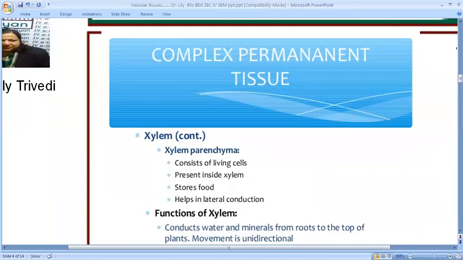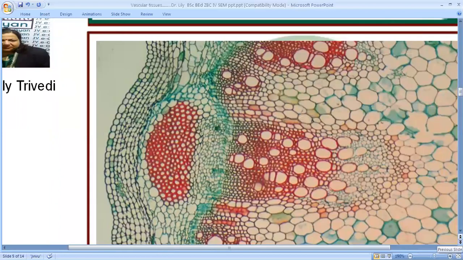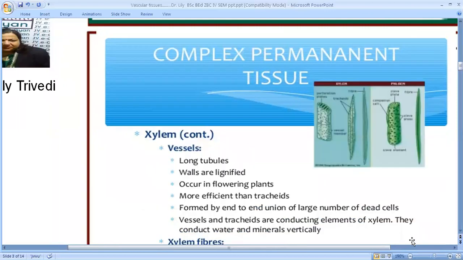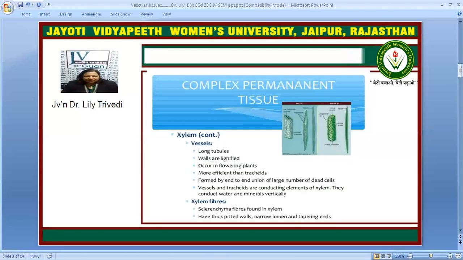xylem parenchyma. So what are xylem vessels and xylem fibers? Xylem vessels are long tubules. Their lignified walls are there. They occur in flowering plants and they are more efficient. They are formed by the end-to-end union of a large number of dead cells. The vessels and tracheids are conducting elements of xylem. They conduct water and minerals vertically.